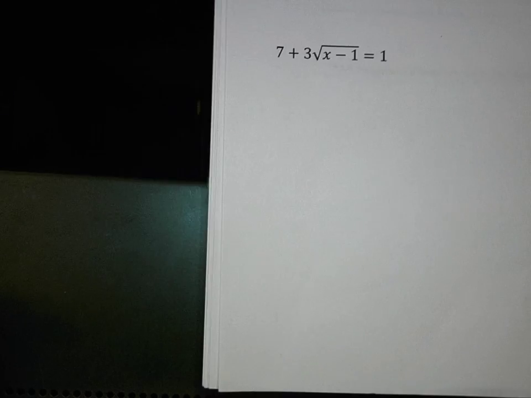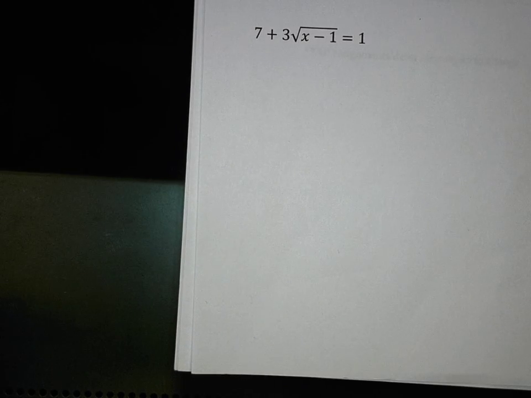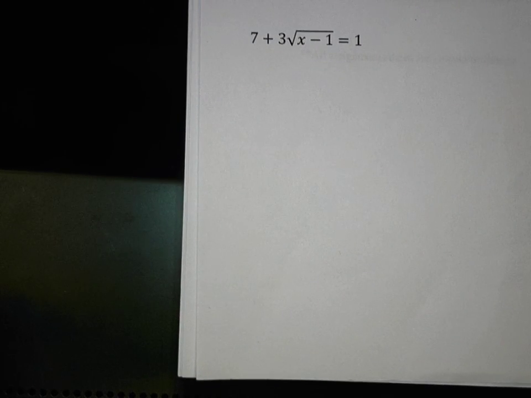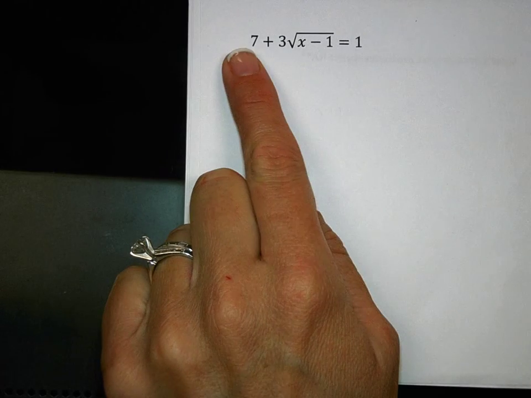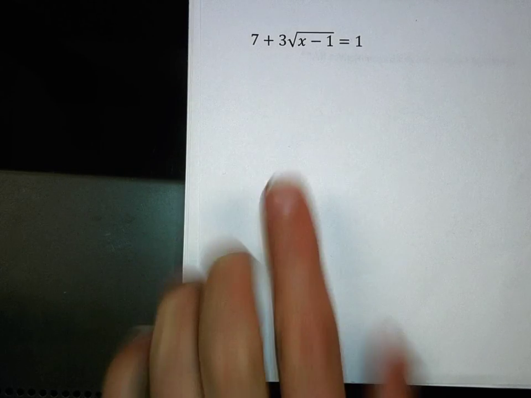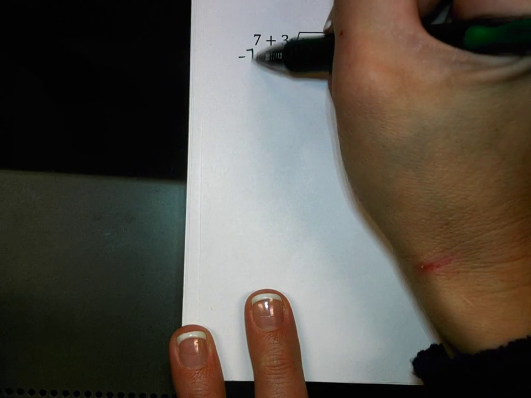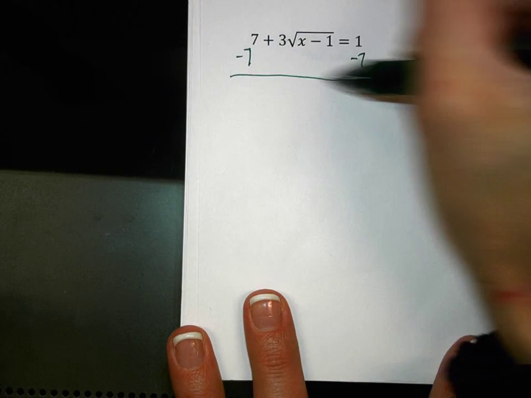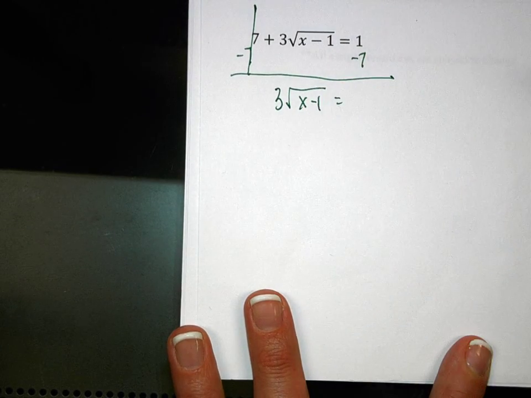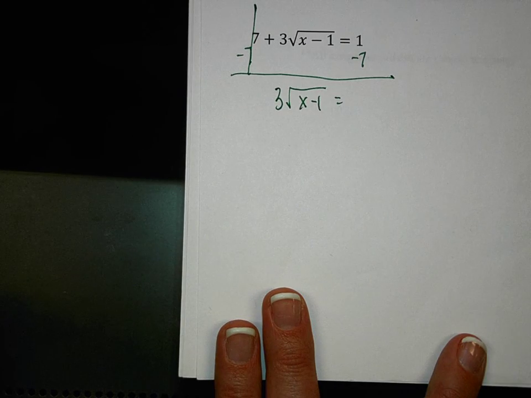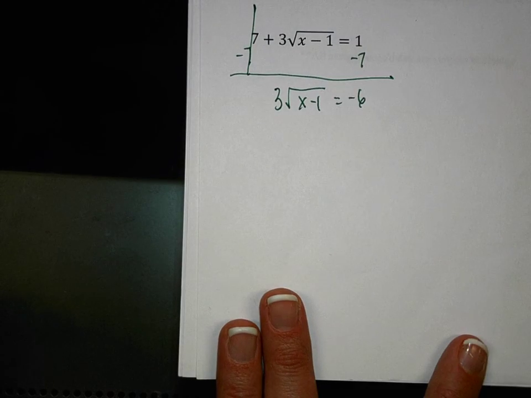Yes? Okay. So is the root by itself? What would I do first in this one? Good. Subtract 7 is correct. And don't forget that this 3 is being multiplied by this root. So please do not try to add 7 and 3 together. Okay? And so we have to subtract 7 first. So now I have 3 root x minus 1 equals negative 6. Good. What will I do next?